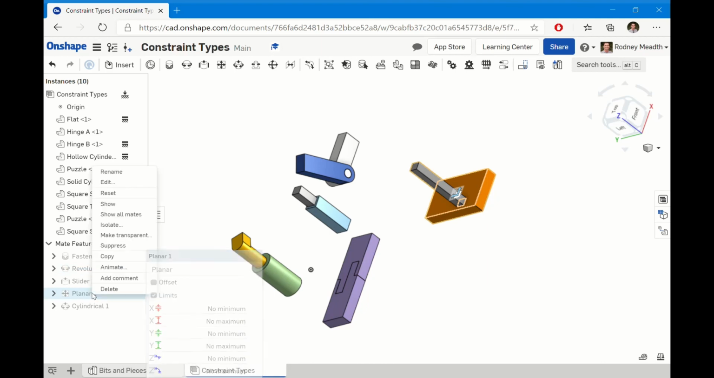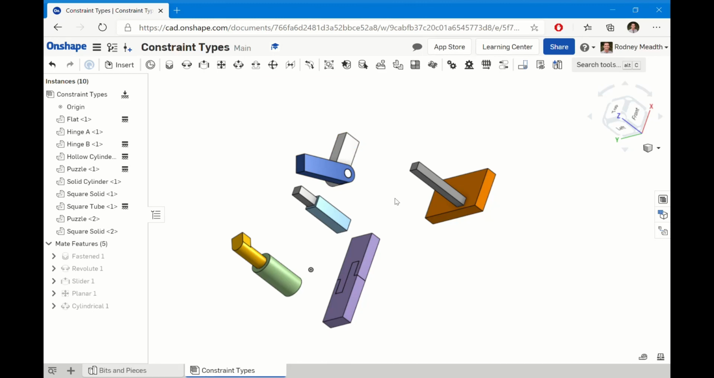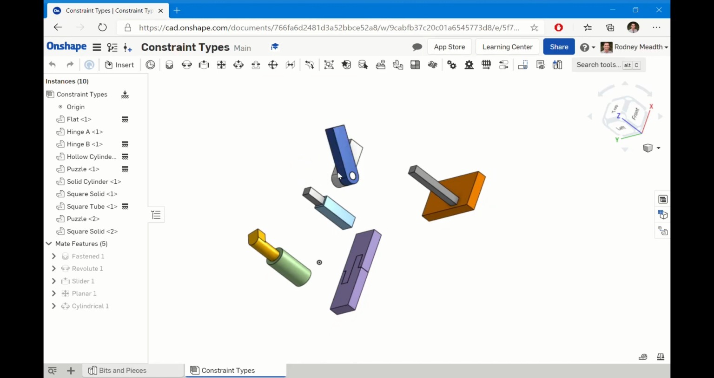Sometimes if you do animate, that's another interesting thing that lets you see exactly what's happening. Yeah, it looks like it's there. Watch this. Oh. Yeah, it's fine. Yeah, it's fine. I'm way out on a limb here. Okay, so there's our bits and pieces.